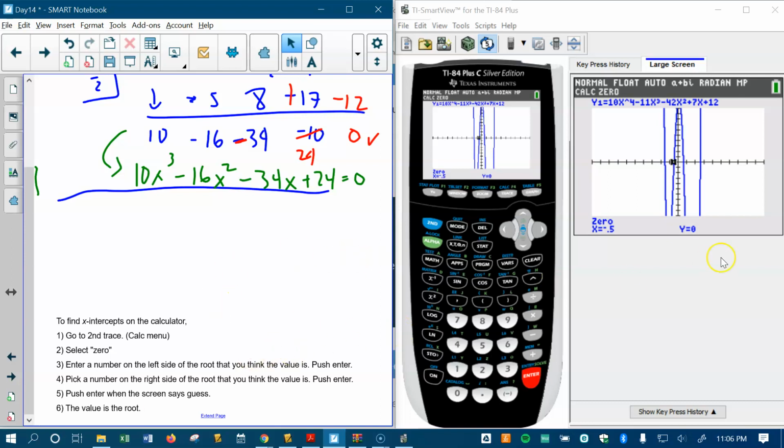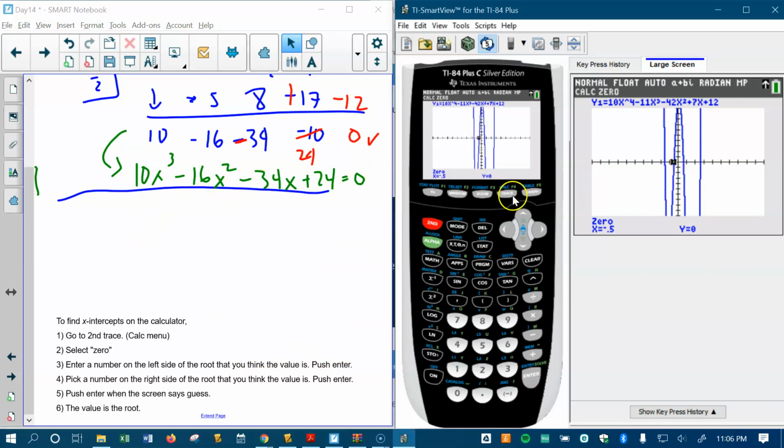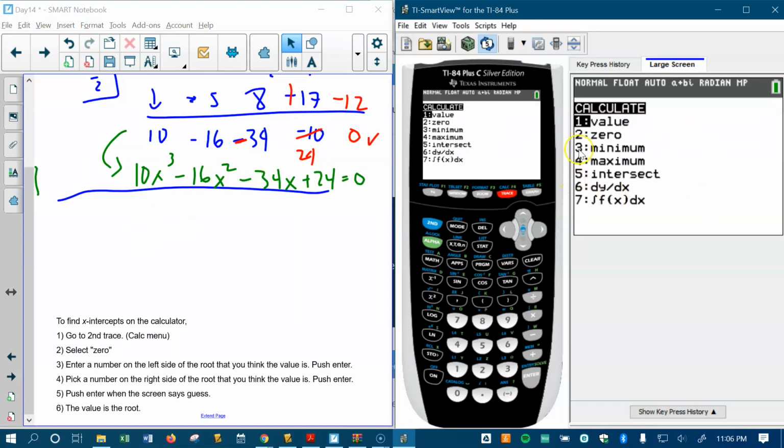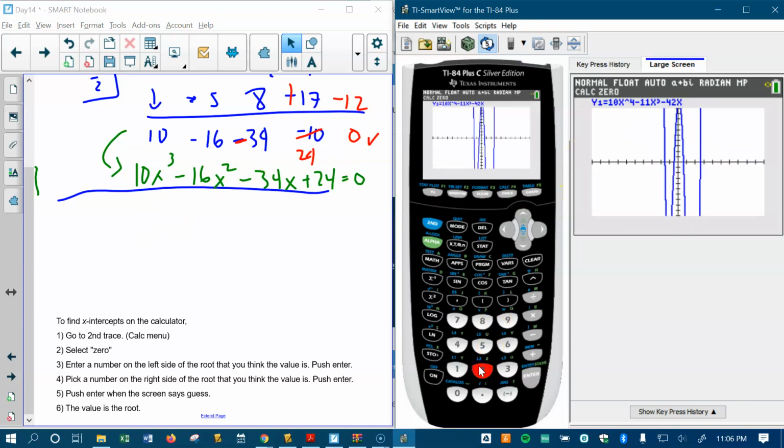Let's see what this root is over here. Maybe this root will come up with something nice. So how do I do this? I do second trace and select option number 2. I'm picking an x value that's on the left of this root and on the right of this root. The left of this root is 0, some x value you can clearly see. On the right of the root, it looks like 1. On the guess screen, push enter. 0.6.